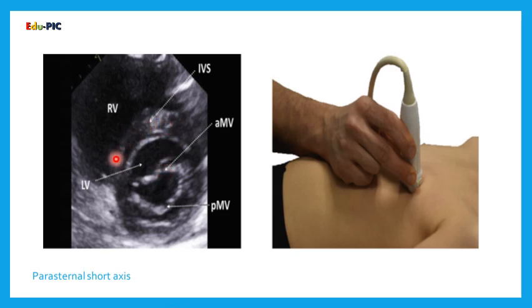So you can see here the right ventricle, and this is the left ventricle at the level of the mitral valve. Then this is the interventricular septum, and this is the mitral valve, and it has a characteristic shape in this view, like a fish mouth. So this is the anterior mitral leaflet, and this is the posterior mitral valve leaflet.